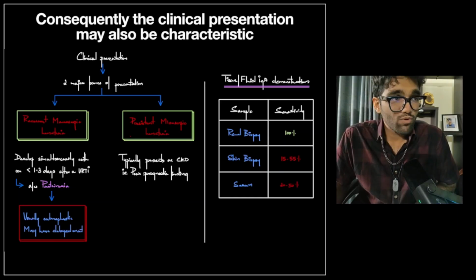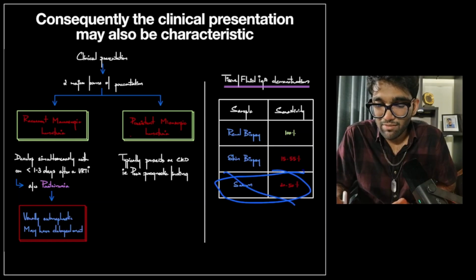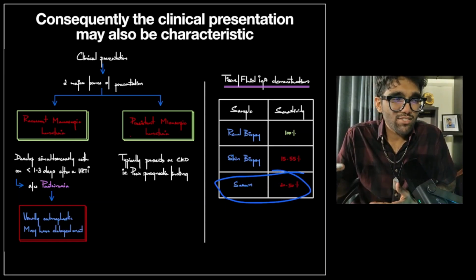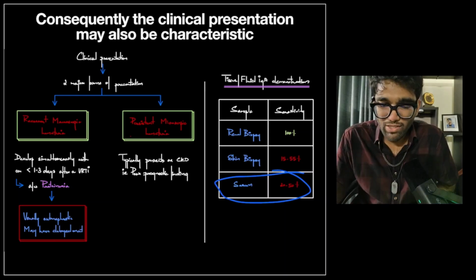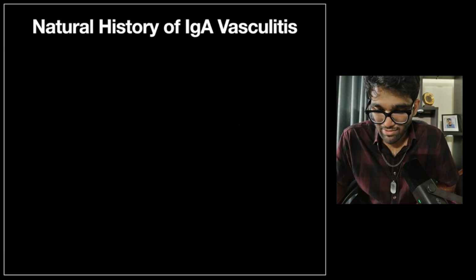They are positive only in 20 to 50%. So this I never do. I never send a serum IgA1 level, for two reasons. One is the sensitivity is low, and also, what has had to happen has already happened. So there's no point in assessing the serum levels.